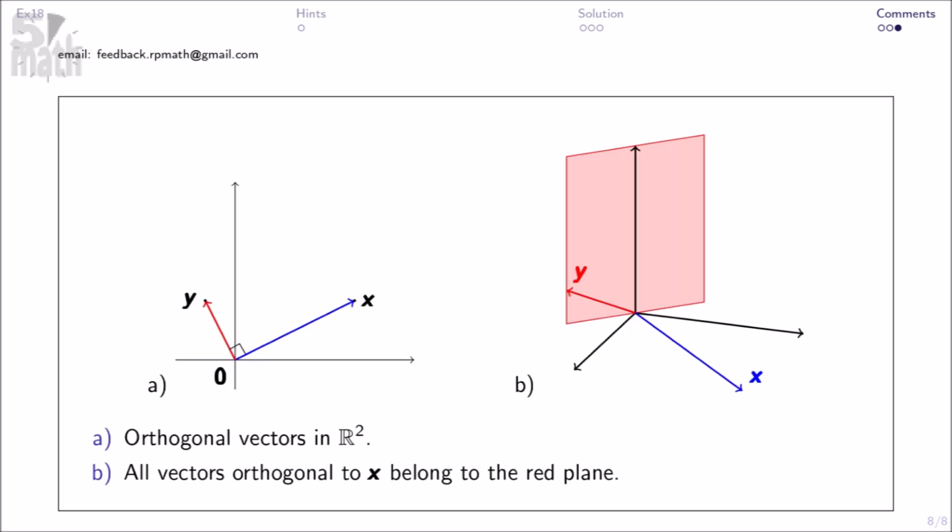A. Orthogonal vectors in R2. B. All vectors orthogonal to x belong to the red plane.